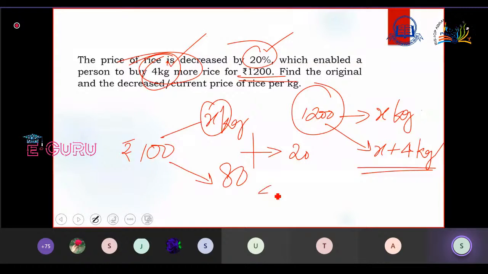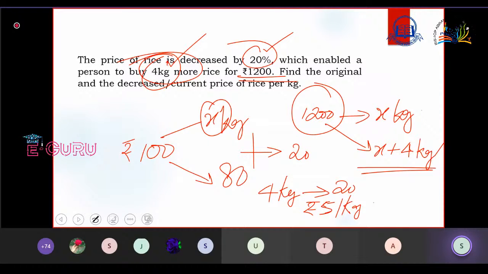Now we know that for buying 4 kg you need to pay 20 rupees. That means the current price is rupees 5 per kg, right? Current price is rupees 5 per kg.